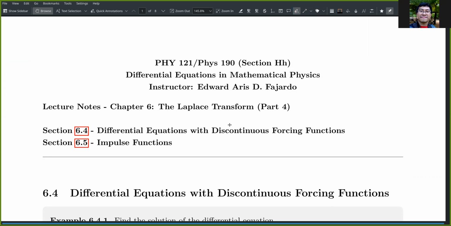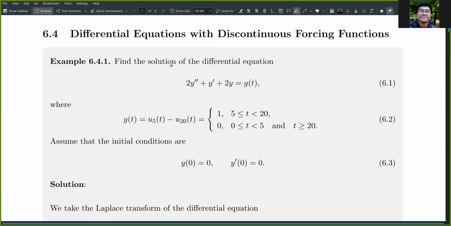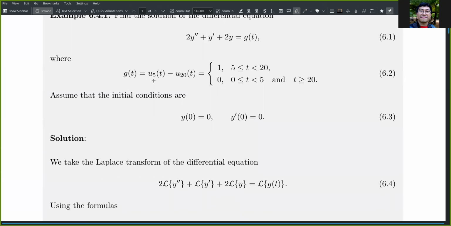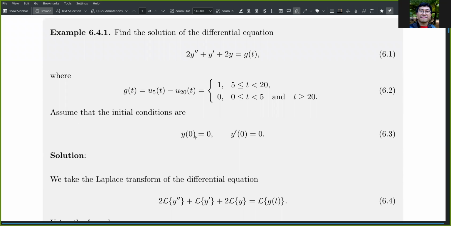Today we will talk about differential equations with discontinuous forcing functions and also impulse functions. Let's have an example. Find the solution of the differential equation 2y'' + y' + 2y = g(t), where g is given by u_5(t) - u_20(t), which can be written as 1 from 5 to 20, 0 otherwise. Assume that the initial conditions are y(0) = 0 and y'(0) = 0.